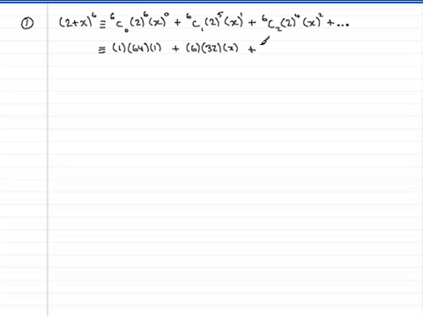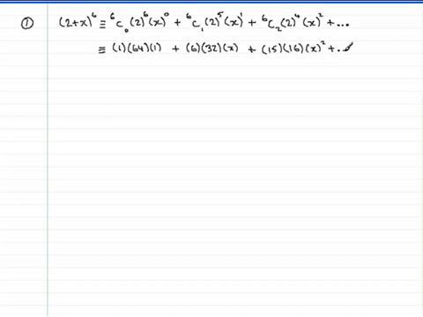Moving on to the third and final term, 6C2. You'll probably need the calculator for this. So if you type that in, 6C2 should give you 15. And then it's going to be multiplied by 2 to the 4, which is 16, and then x squared, so x to the power 2.